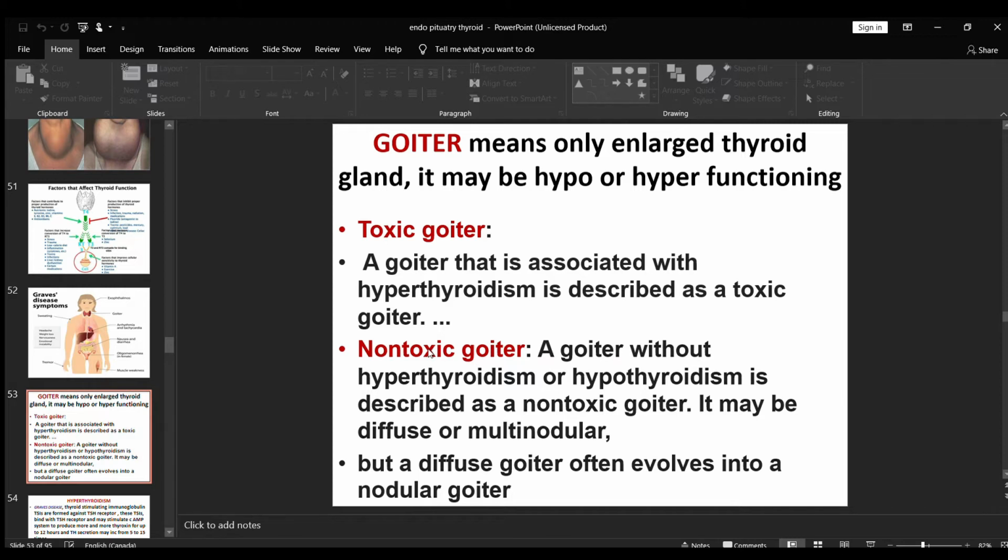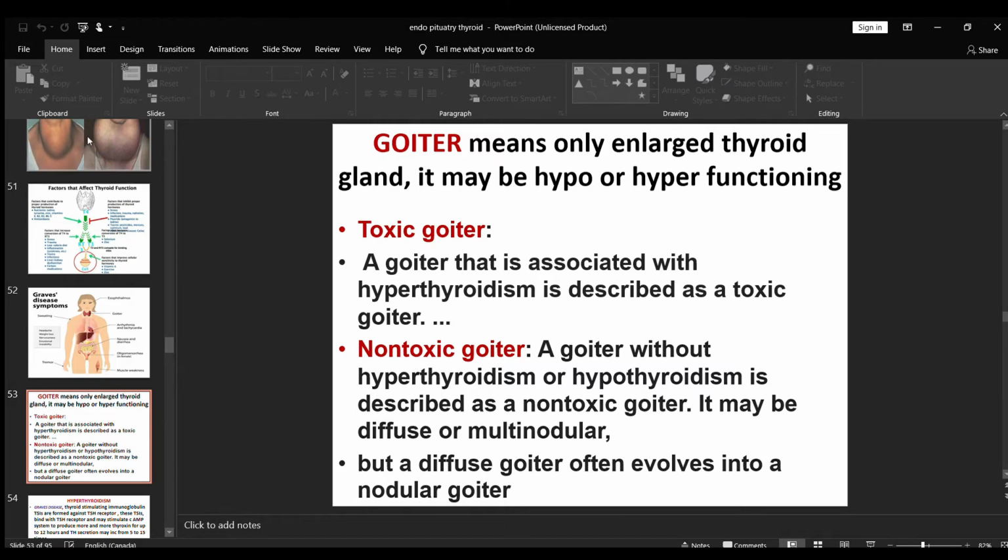Another terminology is the non-toxic goiter. That means there is an enlarged thyroid, but it is not producing more and more thyroxine. So there is a normal amount of thyroxine, and the goiter is still there. This is known as the non-toxic goiter. But a very important sentence is: a diffuse goiter often evolves into a nodular goiter.